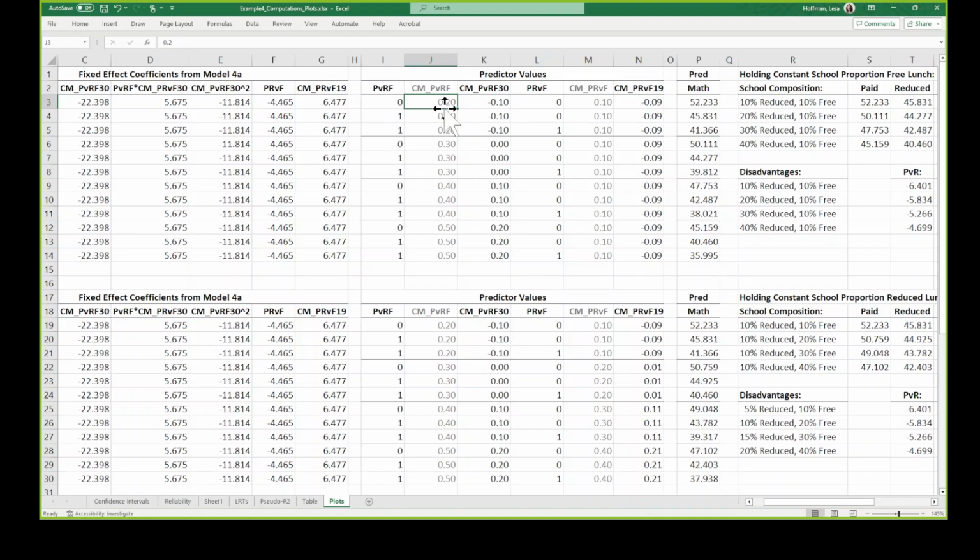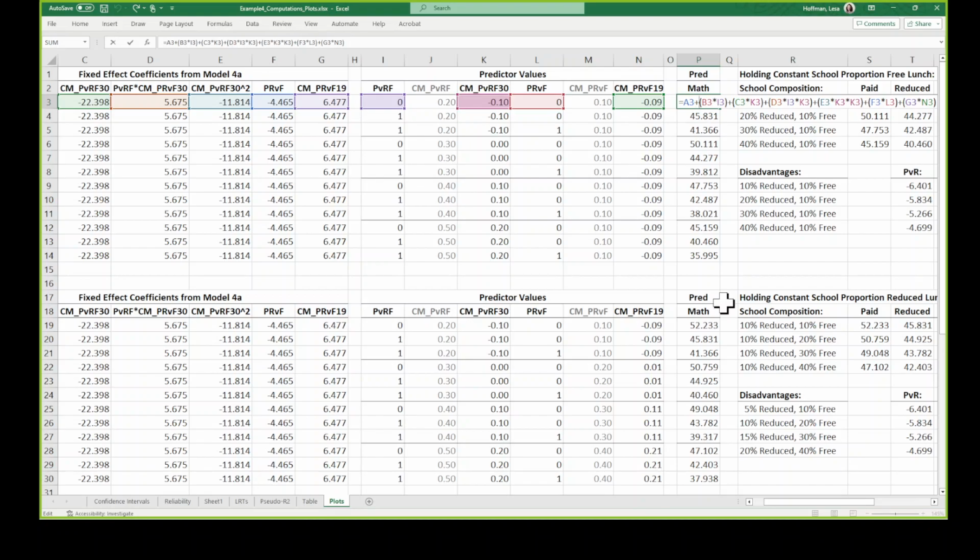So like this school has 20% poor kids, 30%, 40%, 50%. And then the centered version of the predictor is what goes in the model. You have to have a value for every predictor that's in your model, and you have to decide what you're going to vary and what you're going to hold constant. So like this one, I held constant the proportion of kids that get free lunch. And then this is the formula.